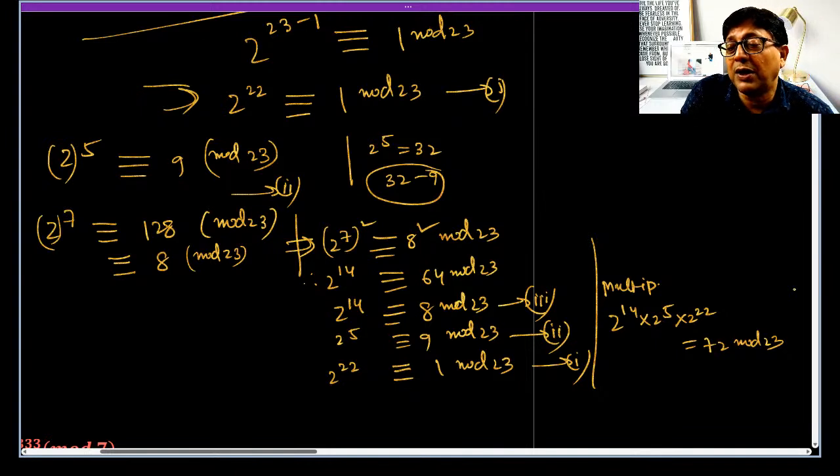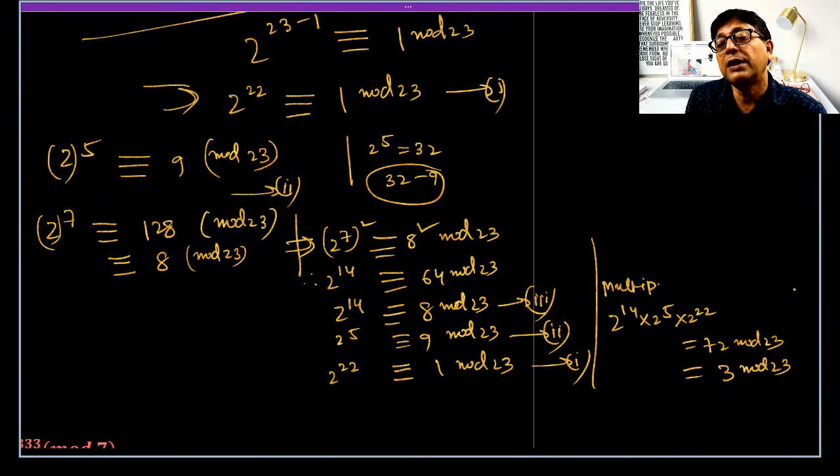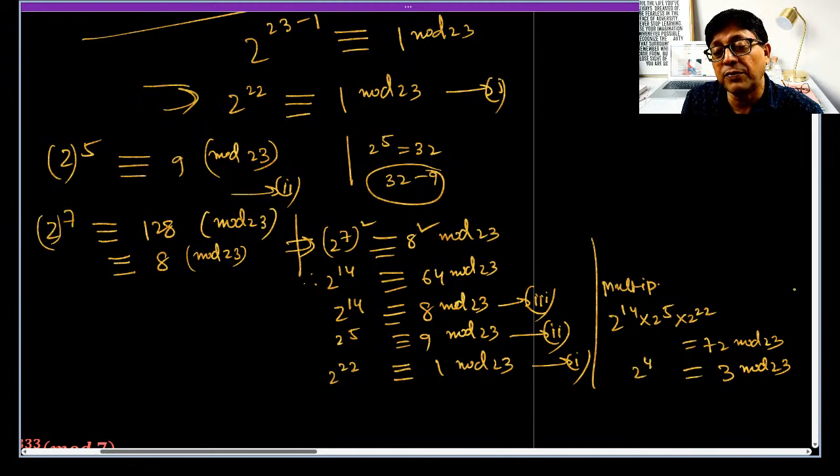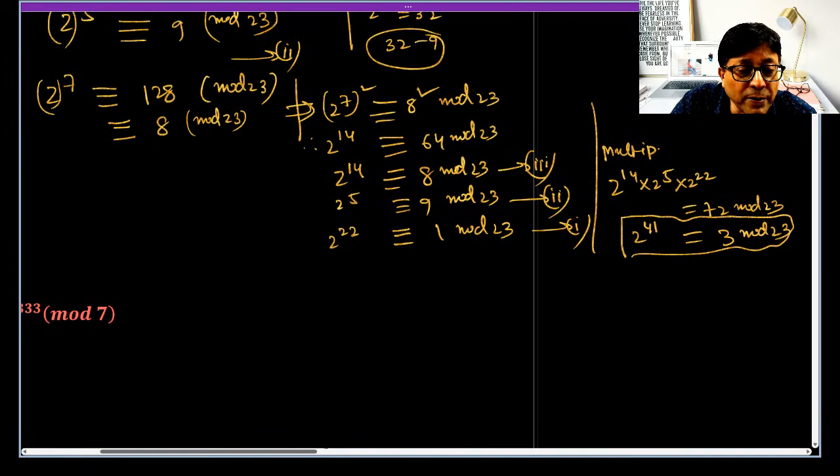72 mod 23 is what? Divide by that, so it will be 3 mod 23. And on the left side, what have you got? 19 and 22. 2 to the power 41 is congruent with 3 mod 23. So 3 is the remainder when you divide. Clear? I hope you have understood.